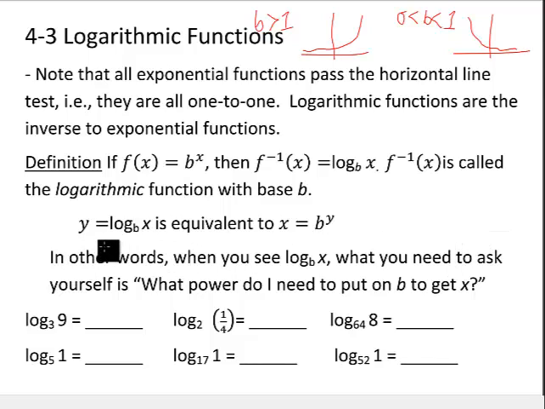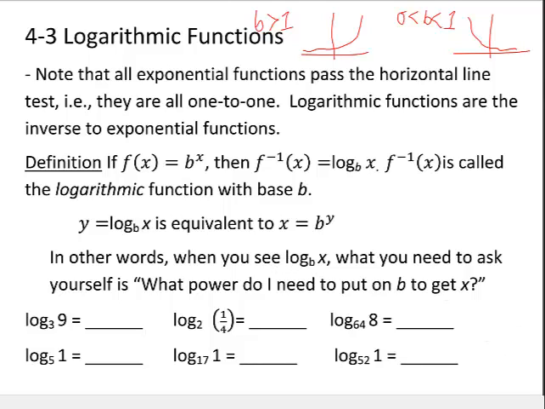If you say that y is equal to the log base b of x, that's exactly the same as saying that x is equal to b to the y power. Okay? So that's important to be able to interpret what's going on here. In other words, when you see log base b of x, what you need to ask yourself is, what power do I need to put on b to get x? So y is the power you put on b to get x.